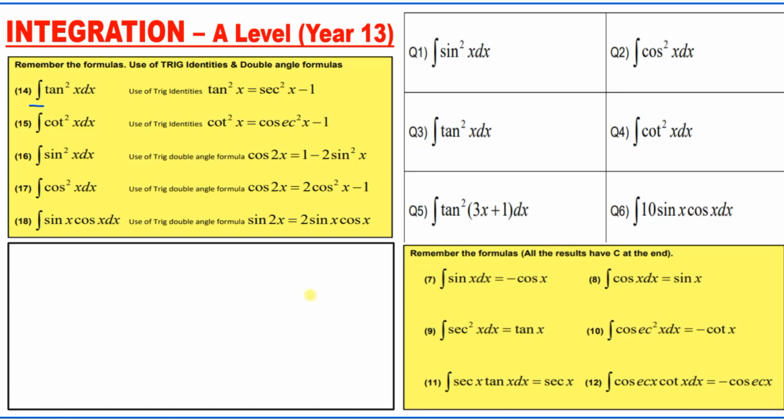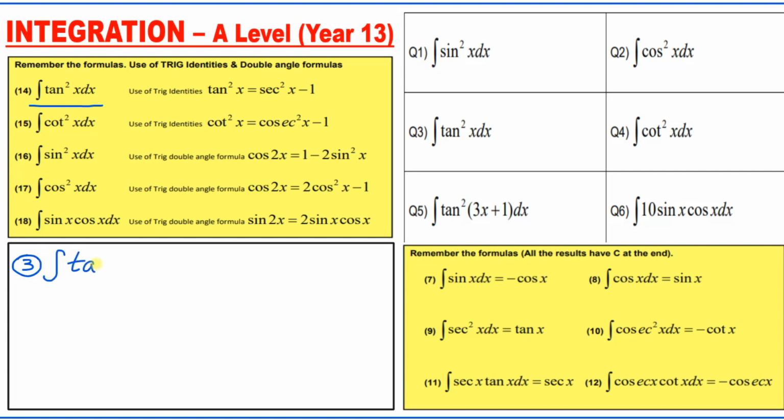Integrating tan squared x. There is no ready-made formula for tan squared. However, we have a trigonometric identity: tan squared equals sec squared minus 1. That is the trig equation, and you need to remember that. So I'm doing question number 3, since we explained pattern number 14.